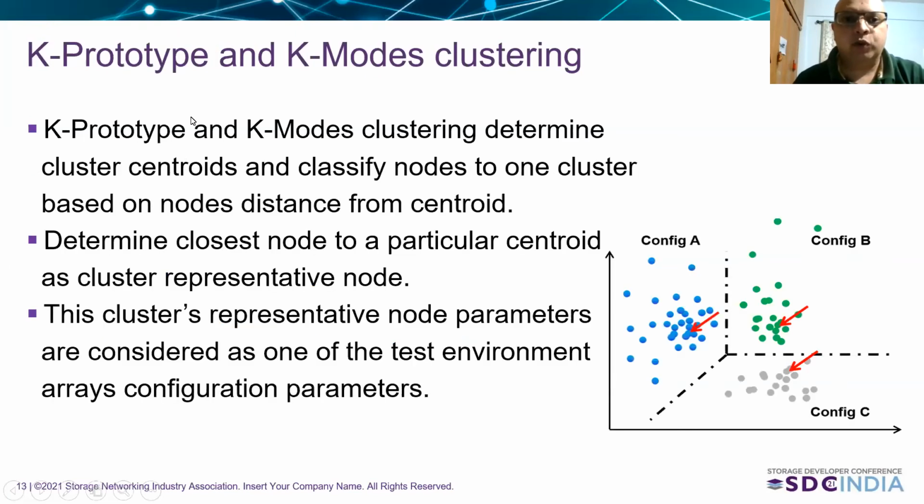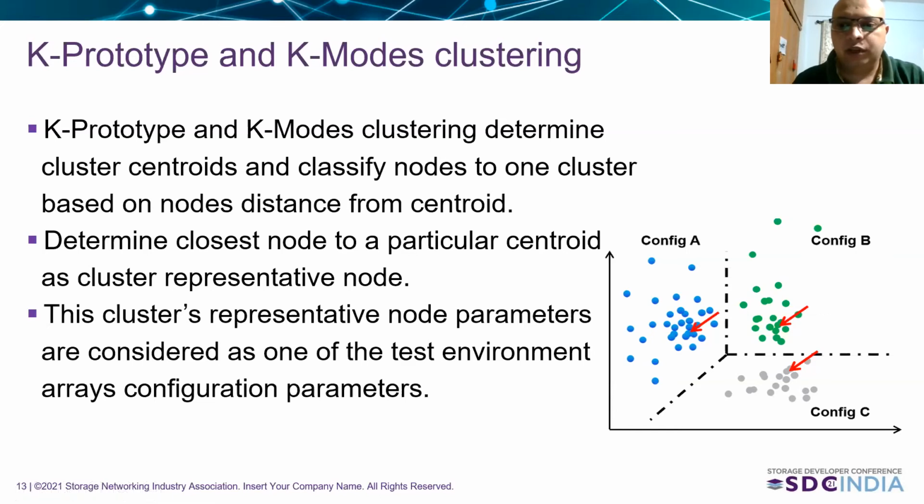So how does the K-prototype and K-modes clustering work? These clustering techniques determine the cluster centroids and classify the nodes into one of the clusters based on the node's distance from the cluster. Let's say you can see in this figure there are three colored nodes: blue, green, and gray. Consider blue as one cluster, green as one cluster, and gray as one cluster. The arrow pointing to this particular node is the centroid.